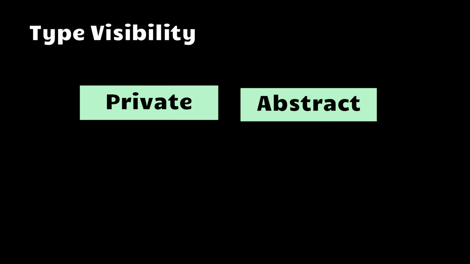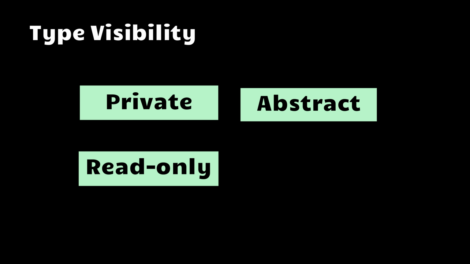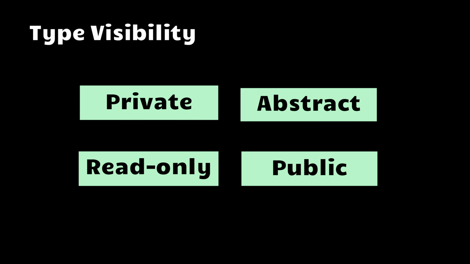In MoonBit, there are 4 levels of type visibility. First, private. Second, abstract, visible outside the current package only by name. The internal definitions are hidden. Third, read-only. You can read the type's fields, for example, a struct's fields, or pattern match against it, but you cannot construct the type or modify its mutable fields. The last is being fully public.